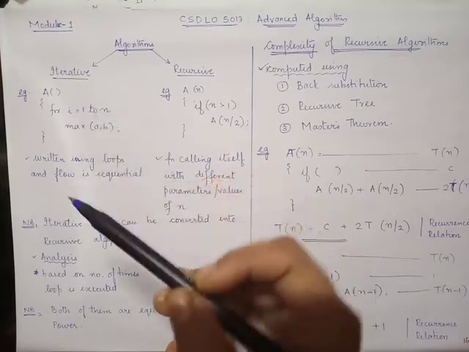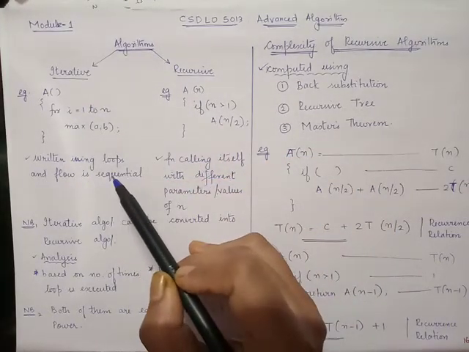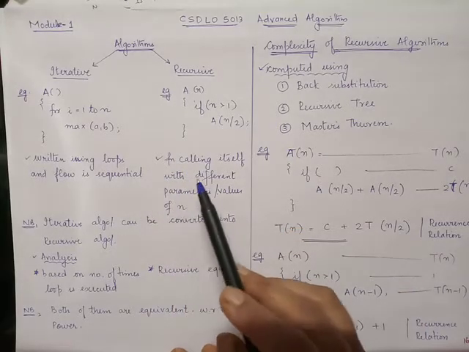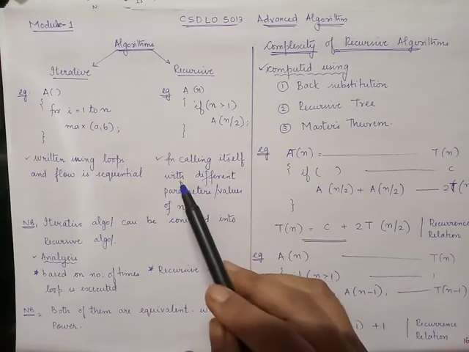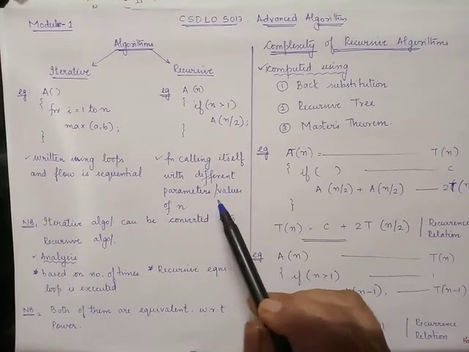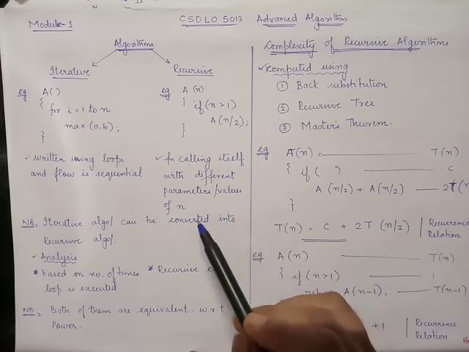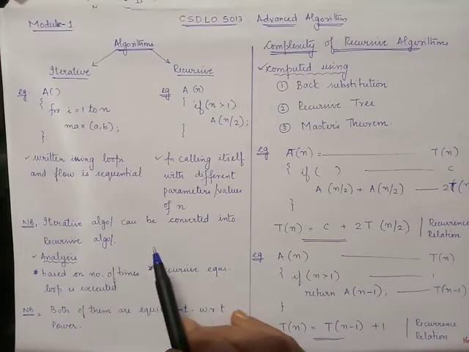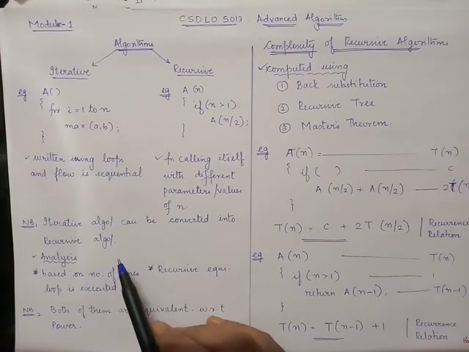Iterative algorithms are written using loops and the flow is sequential. Whereas in the case of recursive algorithms, a function is calling itself with different parameters or values of n. Iterative algorithms can be converted into recursive algorithms.